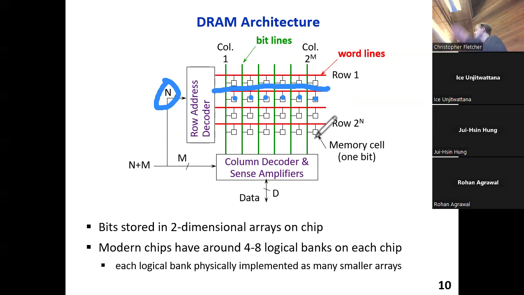So with that all said, who has an idea for what we're going to be using the rest of the address bits, the ones that are going to be going into the column decoder and sense amplifiers, for? What do you think we're going to do with them? Any volunteers? Yeah.